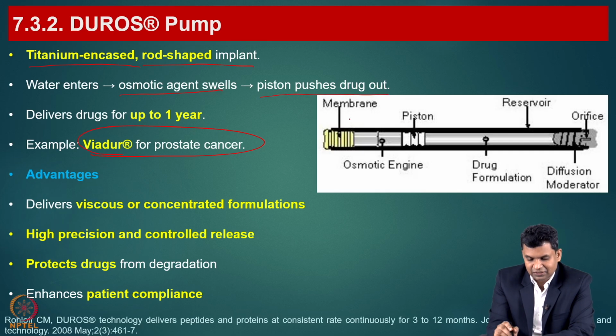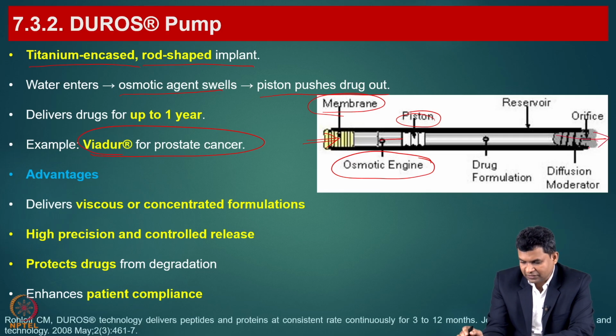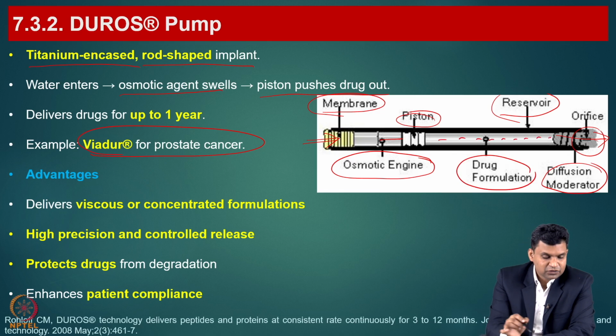Now, you can see here, this is the semi permeable membrane, right. Water will enter here, and this is an osmotic engine and then the piston. So, the pressure builds, and this piston will help in the release of the drug from the orifice, and it works on the diffusion moderator. The entire system is a reservoir, and here it will contain the drug. So, yes, it can be used for 1 year for the treatment of various diseases.